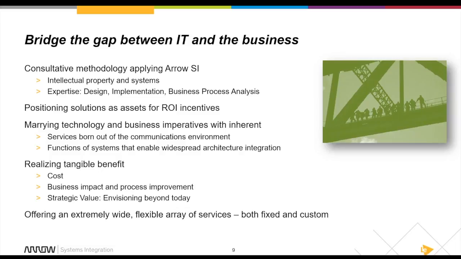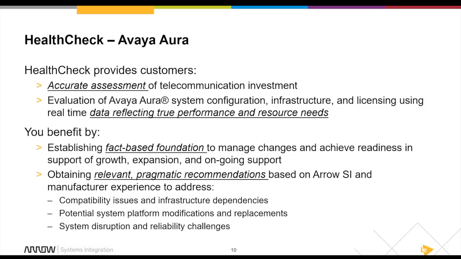So this is a basic representation of simply an Avaya Aura version of the HealthCheck. Main points here are that it's an accurate assessment using data reflecting the true performance and resource needs of that environment. And it's a fact-based foundation to manage the systems going forward or to repair them if need be. And then relevant pragmatic recommendations based on what Arrow SI finds as best practice and commonplace and what the manufacturer does as well.